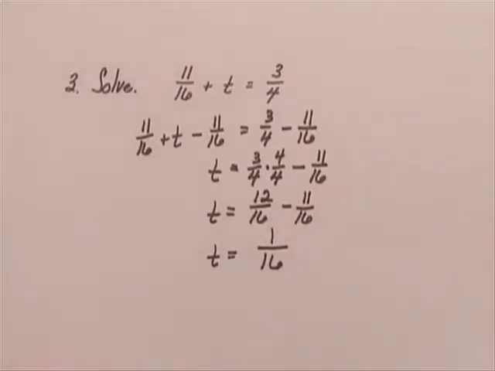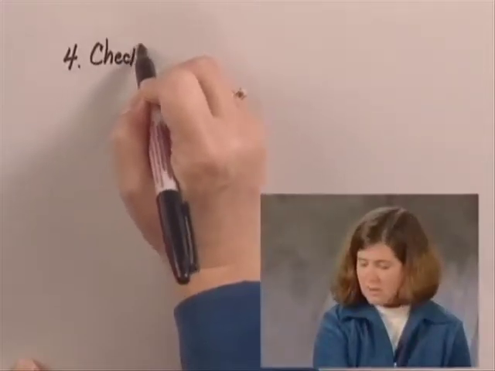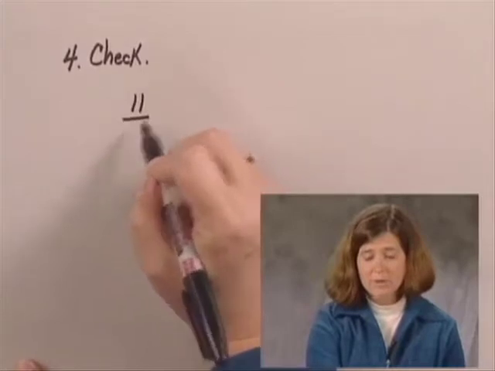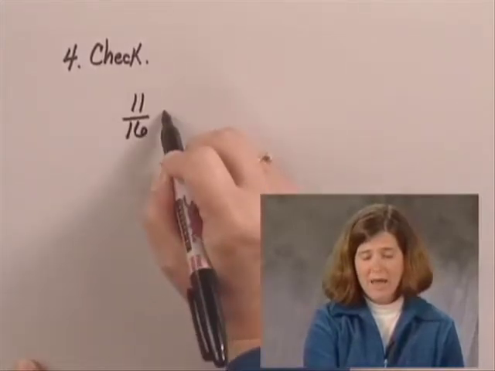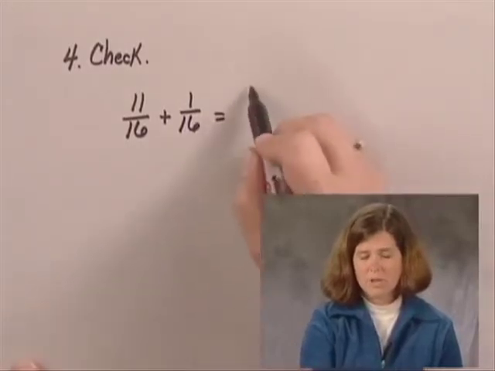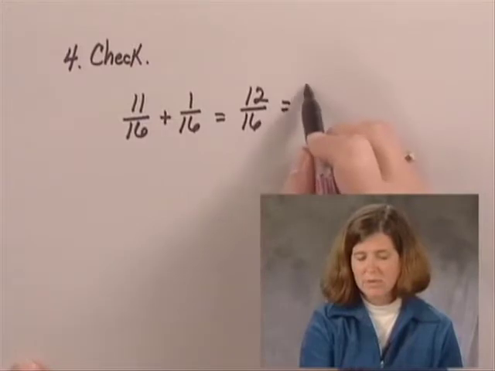So what we're saying is that the actual plywood is 1/16 of an inch smaller than what we would expect it to be. Well, to check that, which is our fourth step, we could take this thickness of the plywood and add that extra 1/16, which is 12/16, which simplifies to 3/4.